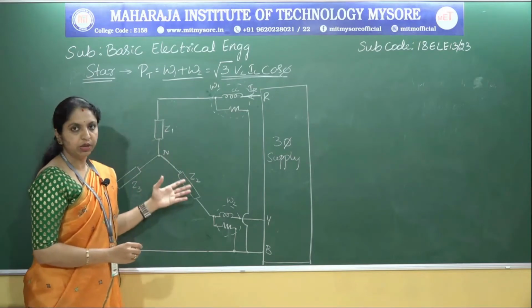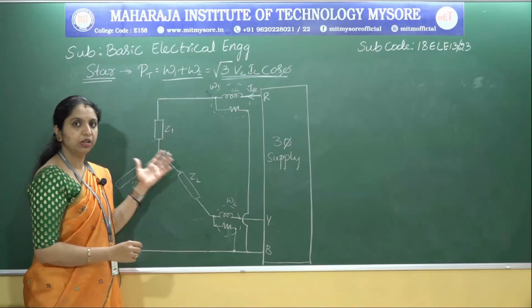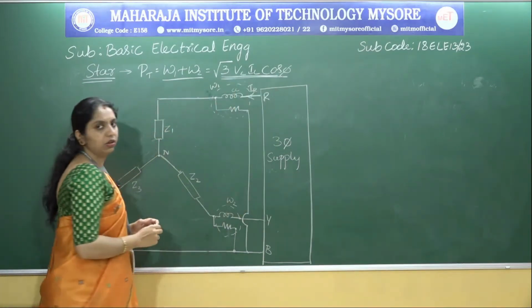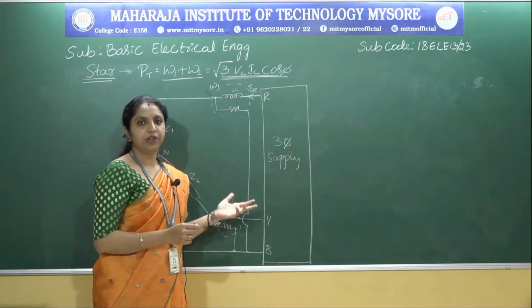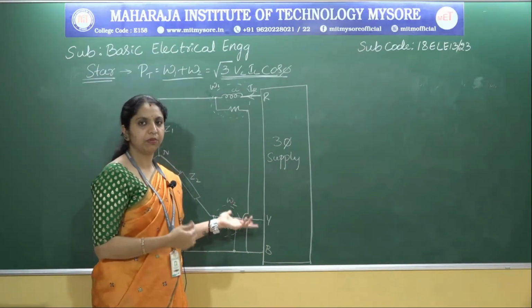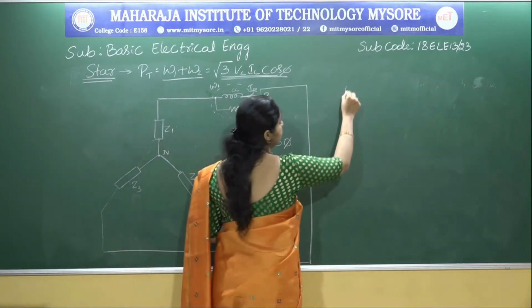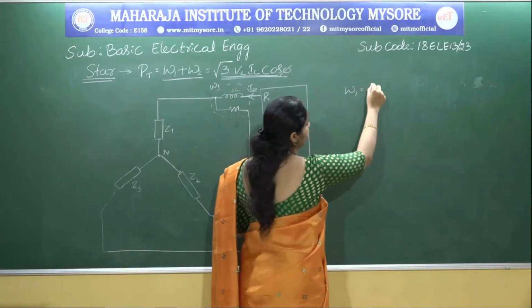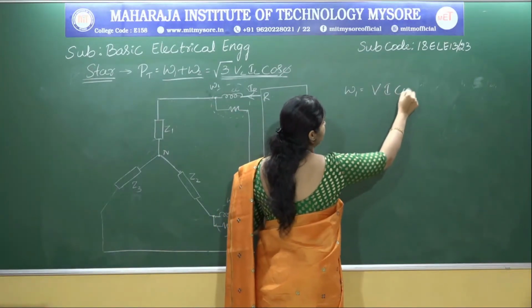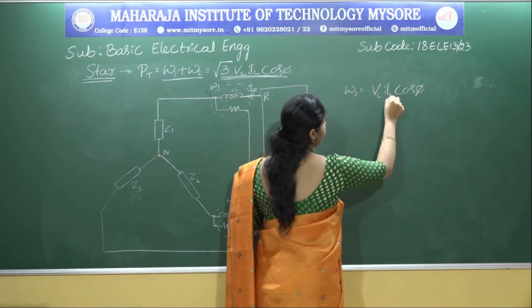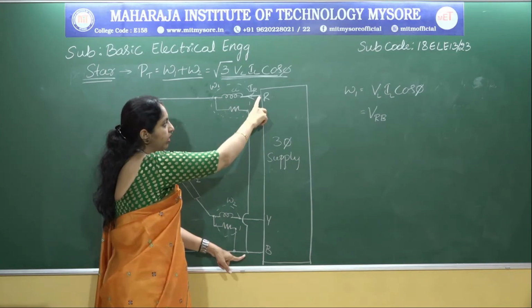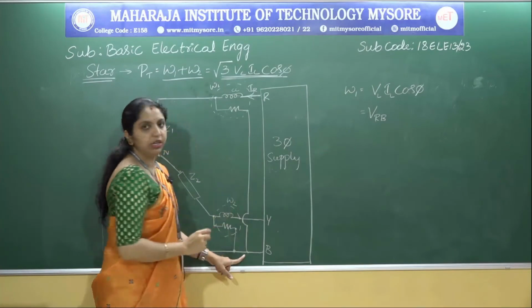Once the circuit is made, we have to analyze the circuit to prove the equation √3 VL IL cos phi. Now the single phase power measured from W1, that is from the first wattmeter, we know the power can be expressed as VI cos phi, so of course VL IL cos phi. Now what is the line voltage here? The line voltage is the voltage measured between R and B, so it is VRB.